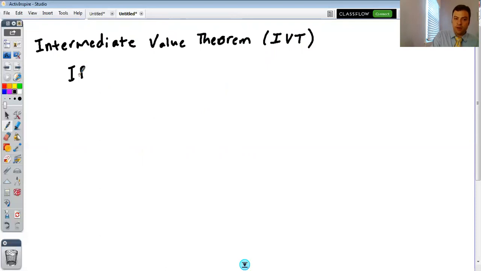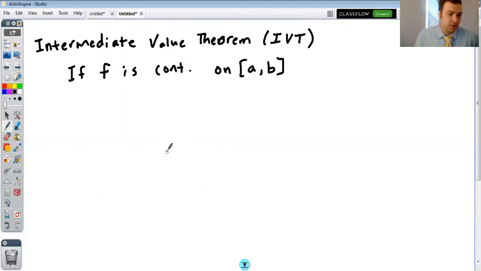Let's say you have a function. If f of x is continuous, it's got to be continuous, on a closed interval from a to b. So let's say we know f is continuous. If it's not, you can just throw this right out the window. It does not apply. Got to draw a graph.